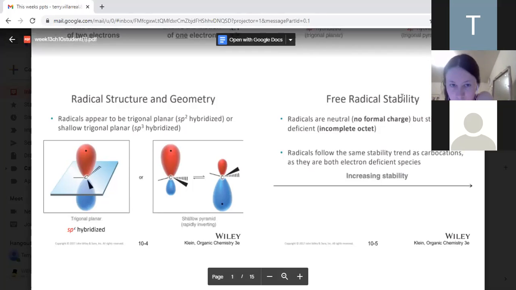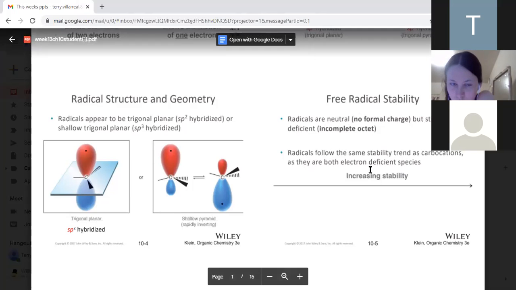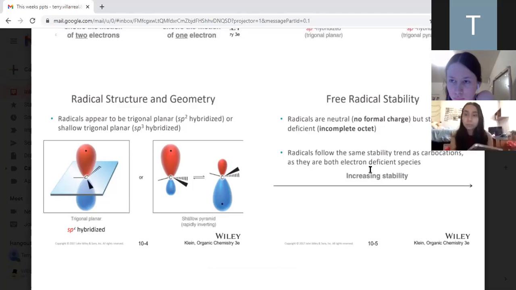So, free radical stability. Essentially, they have no formal charge, but they're still electron deficient, and even worse than that, they're not paired. So they're very reactive, and they follow the same stability trend as carbocations. Just like carbocations, they're going to be stabilized with resonance. They'll be stabilized with tertiary carbon, secondary carbons, then primary carbons, then methyls. The more carbons you have around, the more stable you are. The more resonance you have around, the more stable you are. So free radicals and carbocations have the same stability trends.